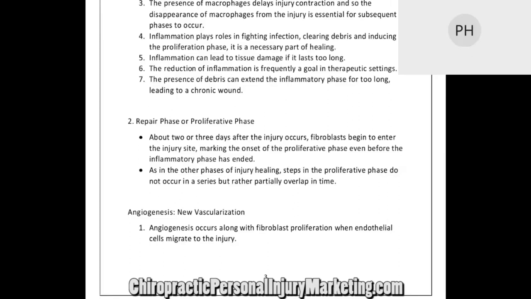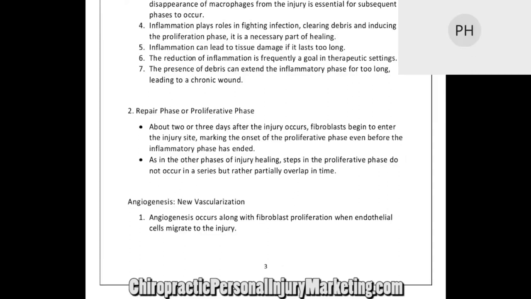As in the other phases of injury healing, steps in the proliferative phase do not occur in a series, but rather partially overlap in time. And I say this all the time, that it is not black and white. And it's totally based on the biomarkers. So that's why you can have biomarkers that are inflammatory, you can have biomarkers that are in the repair phase. Your therapeutic protocol is going to be based on your biomarkers.